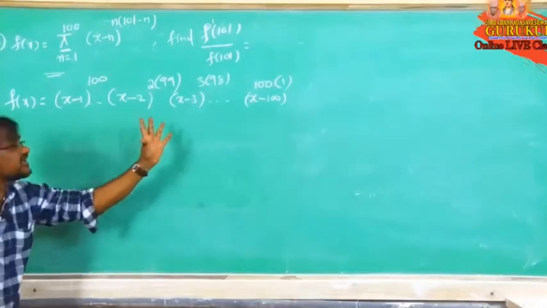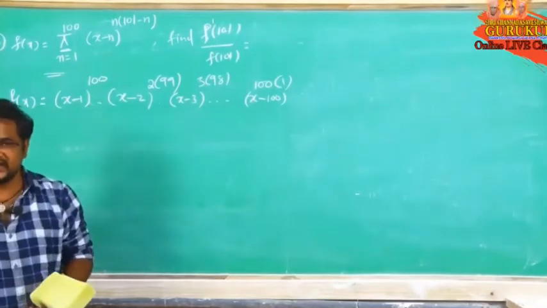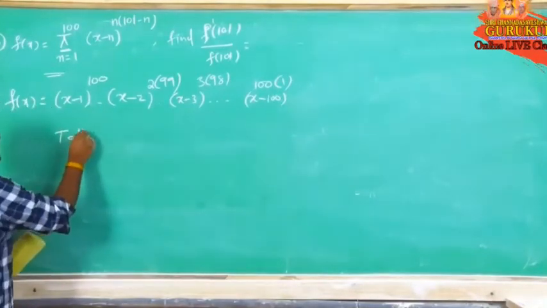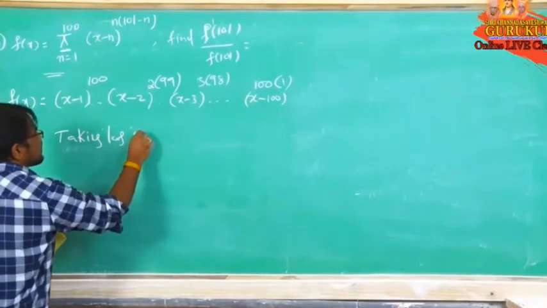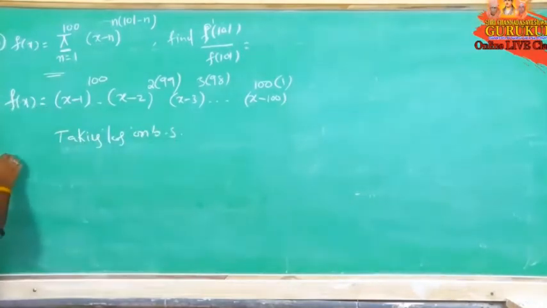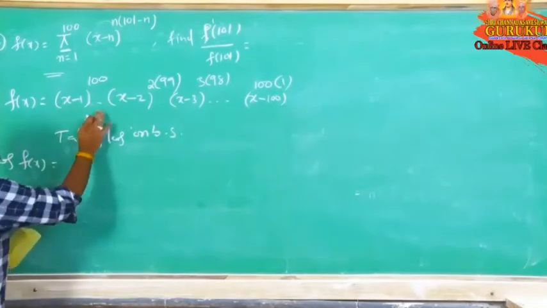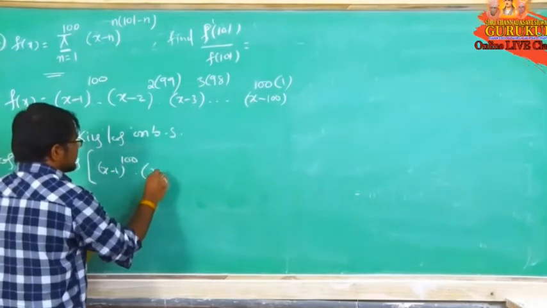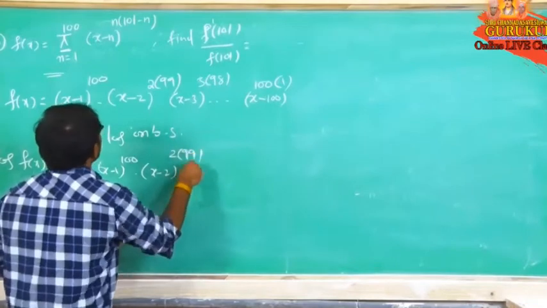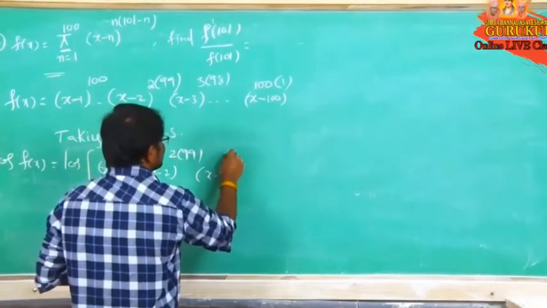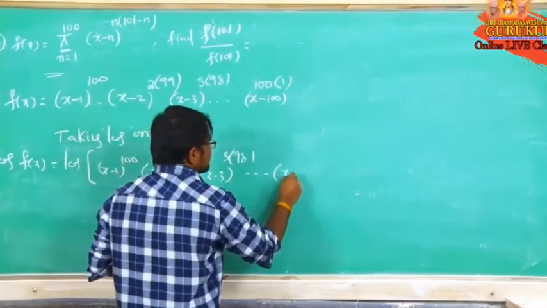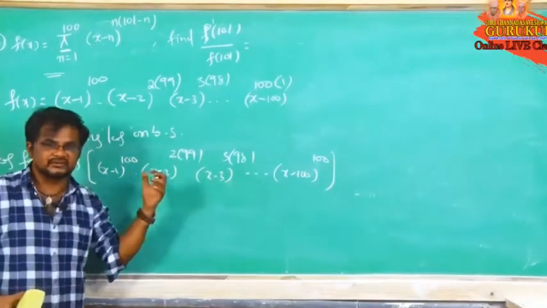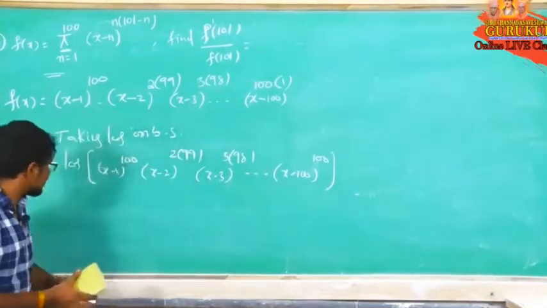Now what do we have to do? The product of many terms is there. To differentiate easily, first what we have to take? Log on both the sides. Taking log on both the sides, log of f of x equal to log of the total terms: x minus 1 whole to the power of 100 into x minus 2 whole to the power of 2 into 99, x minus 3 whole to the power of 3 into 98, etc., x minus 100 whole to the power of 100. Now again, log of a into b into c, etc. means log of x1, x2, etc., xn form. So what do we have to do?